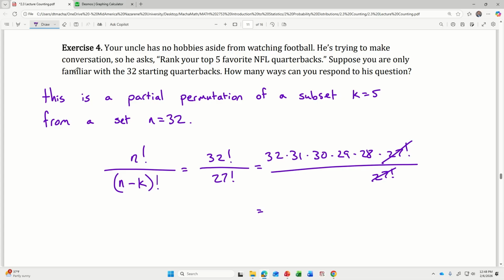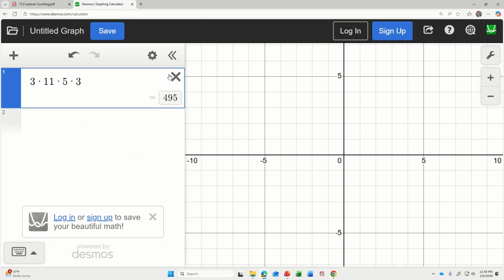So you're right, really big number, but we have our phone and we have Desmos on a test, so you can type in 32 times 31 times 30 times 29 times 28. And the answer is 24,165,120.